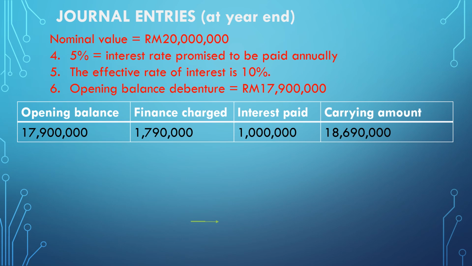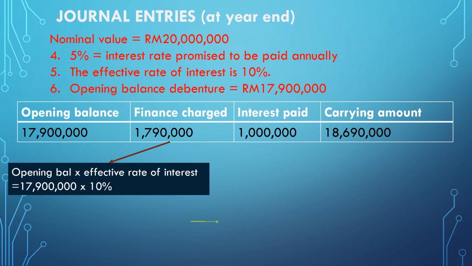So we can display the journal entries that involve the records as follows: opening balance 17,900,000, and the finance charge. Okay, the finance charge is actually to increase the value of the debenture, because the value of debenture is calculated over time, so it will increase by the finance charge, and will be deducted with the interest paid, that is 1 million ringgit, and should be the carrying amount 18,690,000. Okay, I'll show you one by one how we get the finance charge.